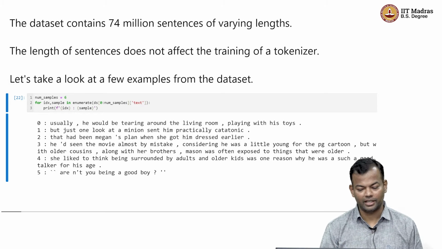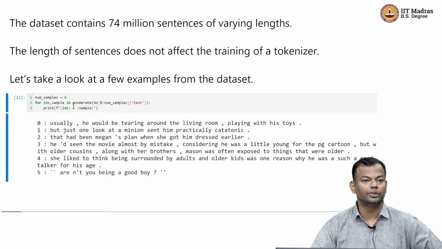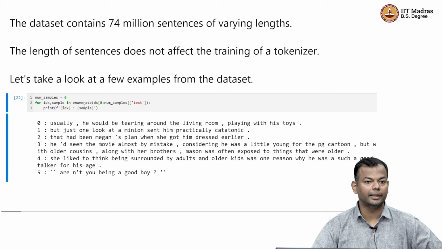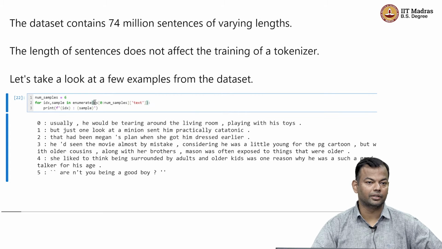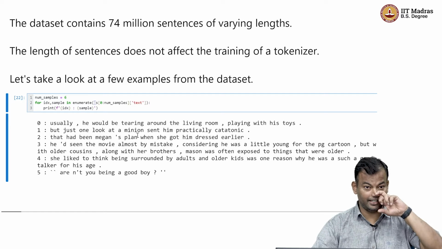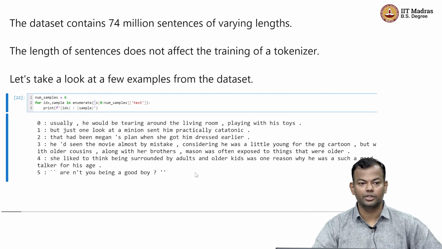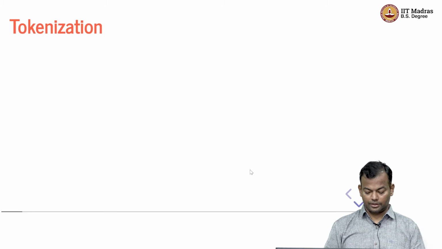Again, this is a cell which I have already run. You can run it when you are going over the notebook. So I'm just taking the samples from that dataset, the first six samples, and just printing them. And as you can see, these are some typical sentences that you would find in a book. Okay, so let's go ahead. Nothing groundbreaking here.